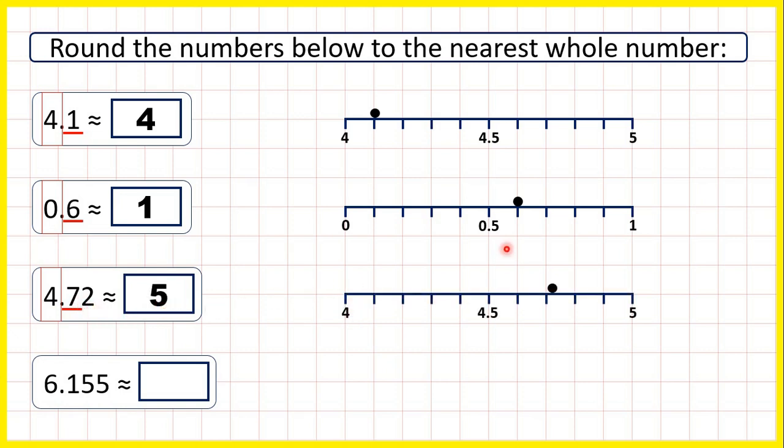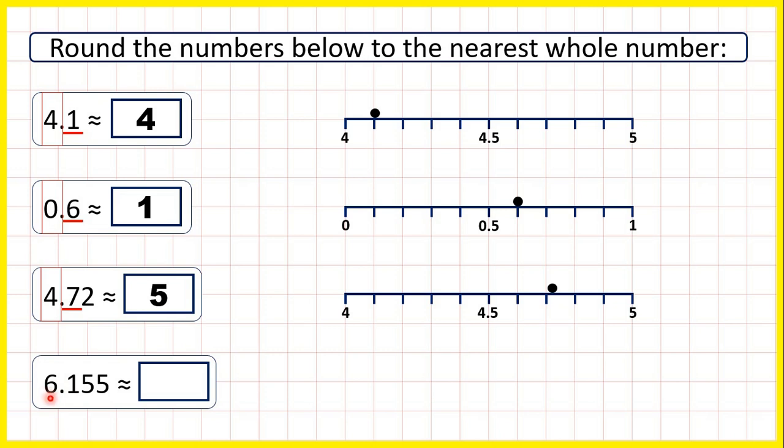And we can see on a number line that 4.72 is closer to 5 than it is to 4. Remember, each square represents 1/10, so 4.72 is between 4.7 and 4.8. But because we're rounding to the nearest whole number, what we're looking at is how close it is to 5, and we can see it's closer to 5 than it is to 4. So the 2 in our hundredths doesn't make a difference when we round to the nearest whole number.